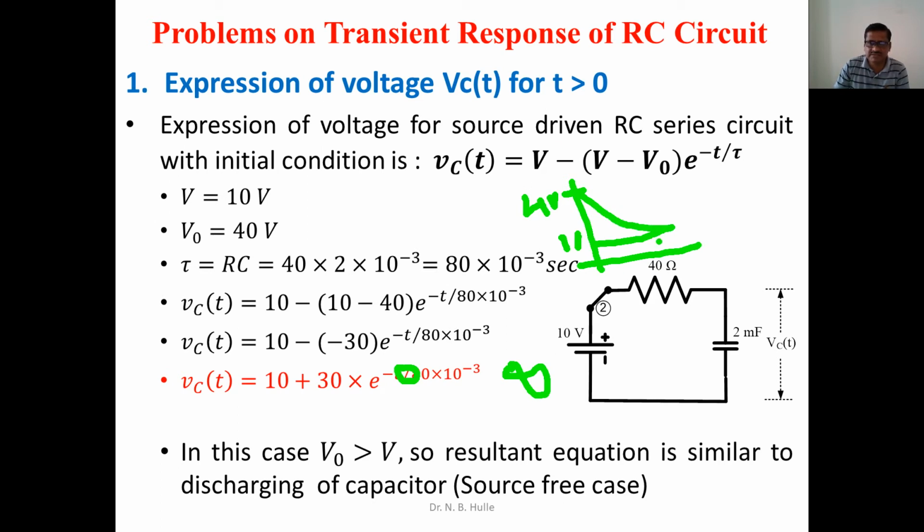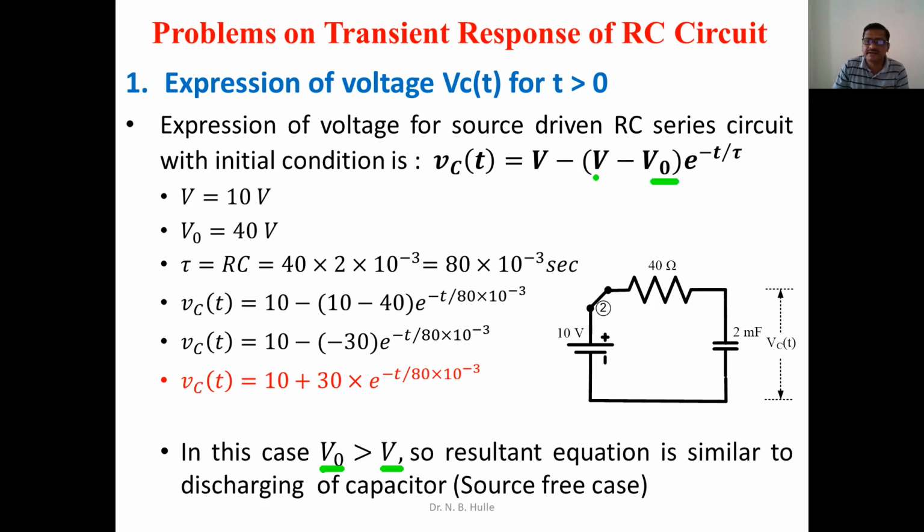I will analyze this discussion later on. But here, what is the case? I have written here that in this case, this V naught is greater than V. This V naught is greater than V. It means the voltage before switching is greater than the voltage after switching, because before switching the voltage is 40 volt and after switching the applied voltage is 10 volt.